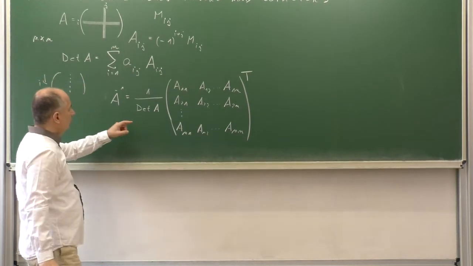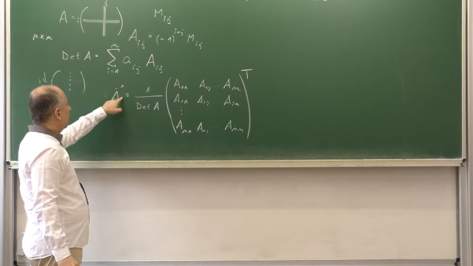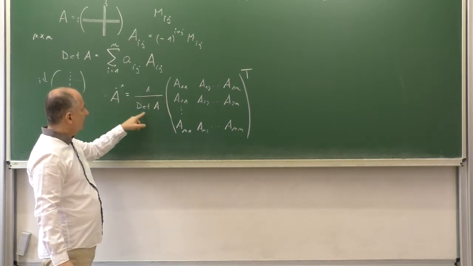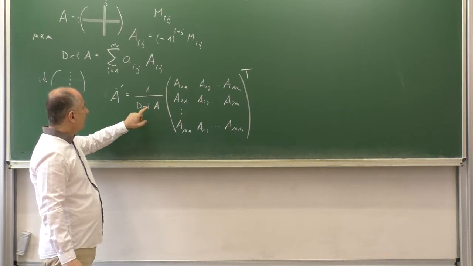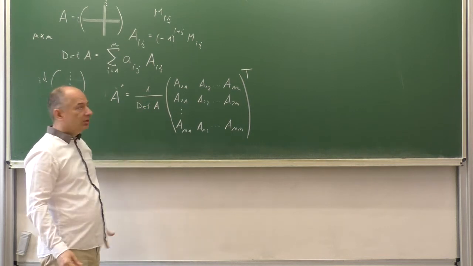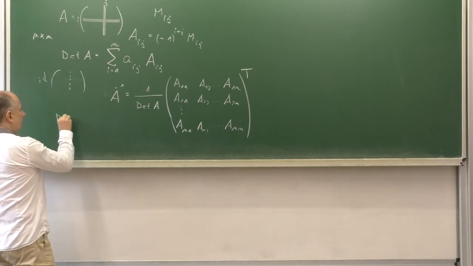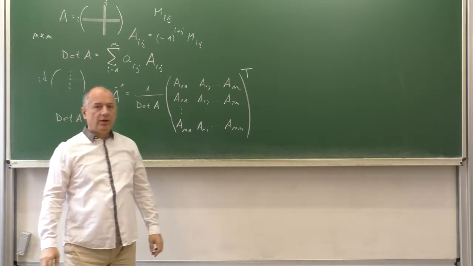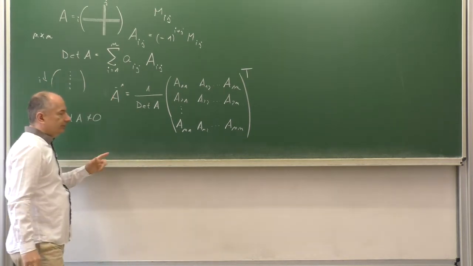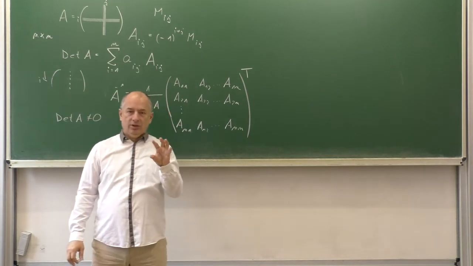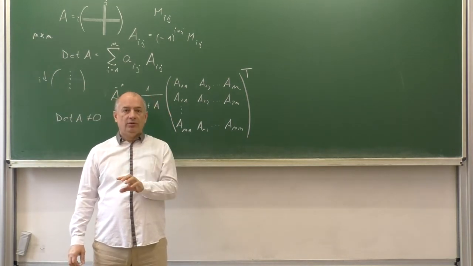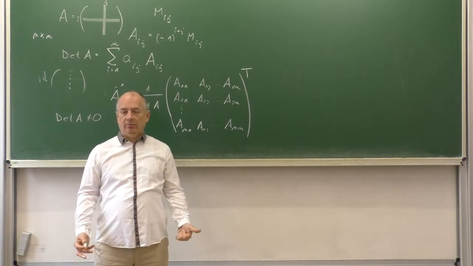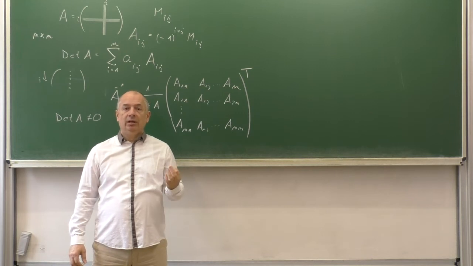It is easy to show that this is indeed the inverse of A. First, we see here a scalar coefficient. So for this expression to exist, we want the determinant to be different from 0. This is actually a very important property. The inverse matrix exists for a given matrix A under two conditions. A must be a square matrix, n by n, and the determinant must be non-zero.